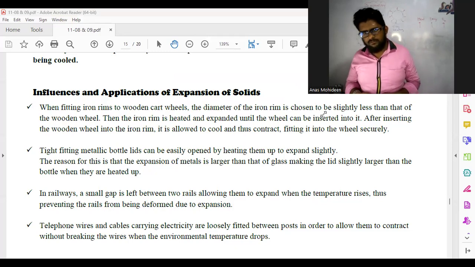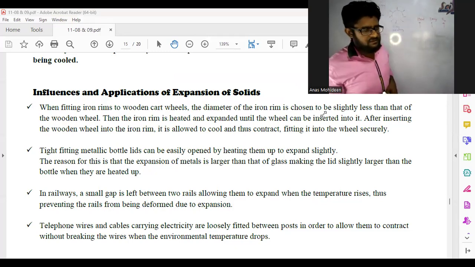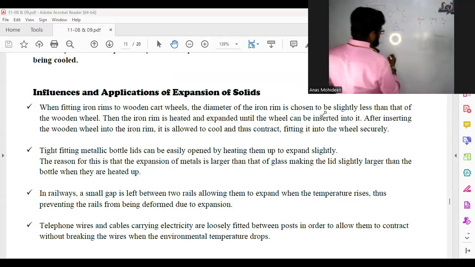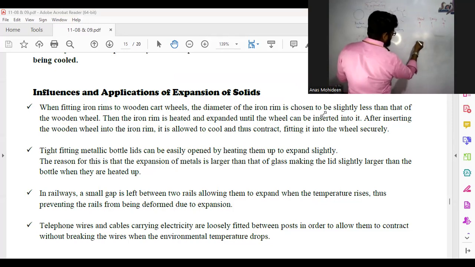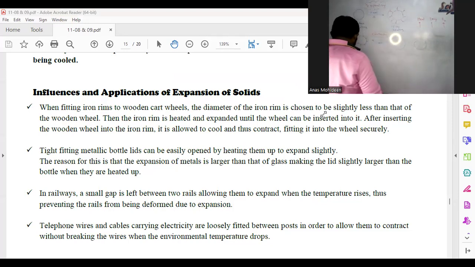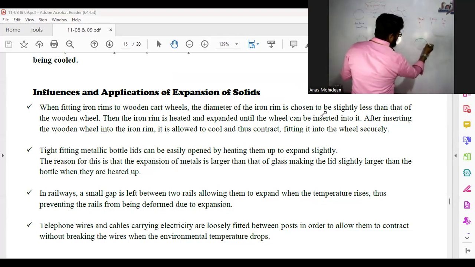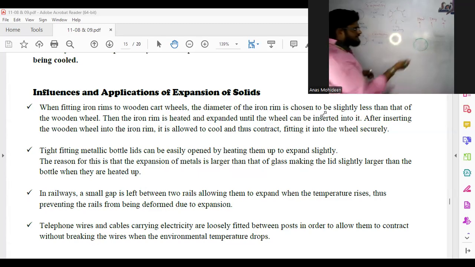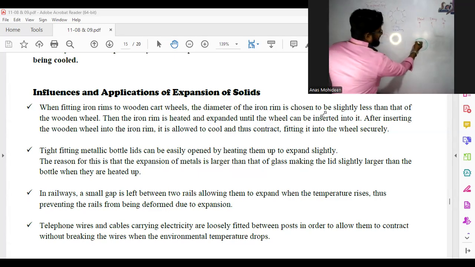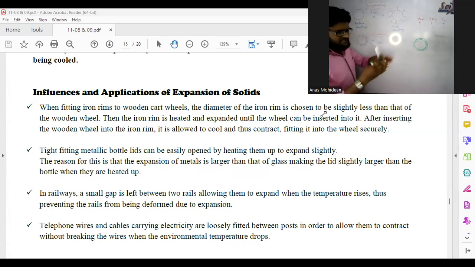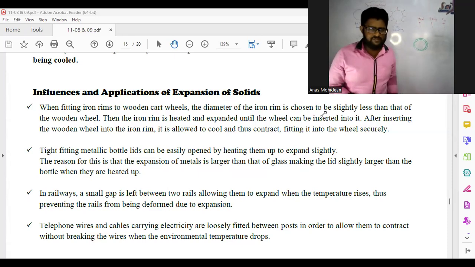But the thing is, let's say I'm going to take a wooden ring. So this is the wooden ring, wooden cart wheel. So I want to apply an iron ring. So over that an iron ring, if I want to apply, definitely its diameter should be more than the wooden cart, right? But the problem is, one over the other when you are going to apply them, and when you are pulling or pushing it, the rings will be separated out.